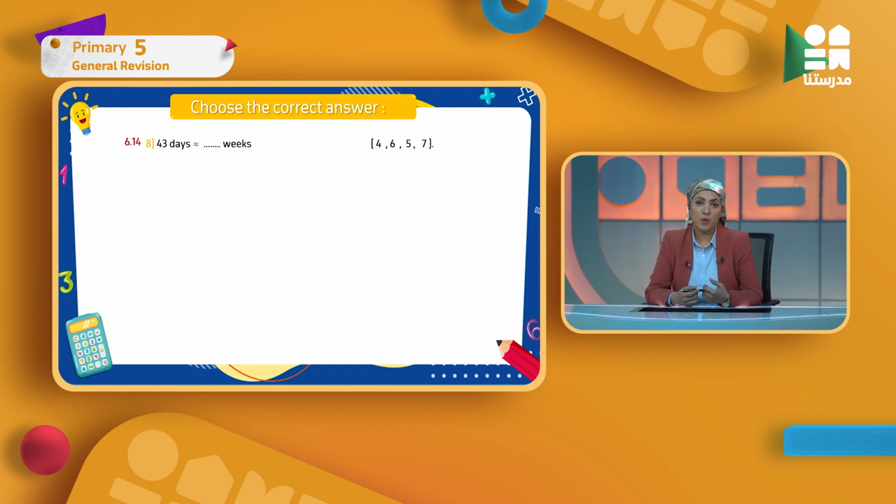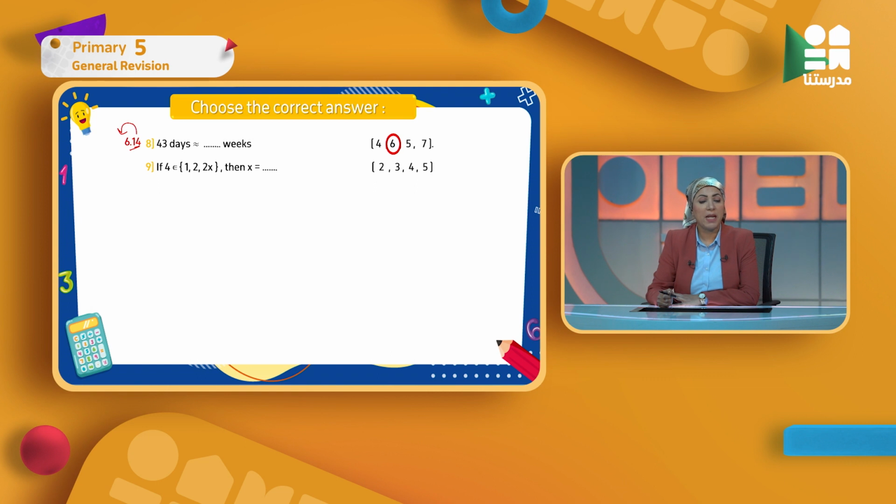6.14 is approximately what, to the nearest unit? Because days and weeks are in the units of measuring lesson. Then I check the 10th place here, it's 1. So the 6 stays as it is, and the answer will be 6 weeks. Okay, now I will move to question 9.